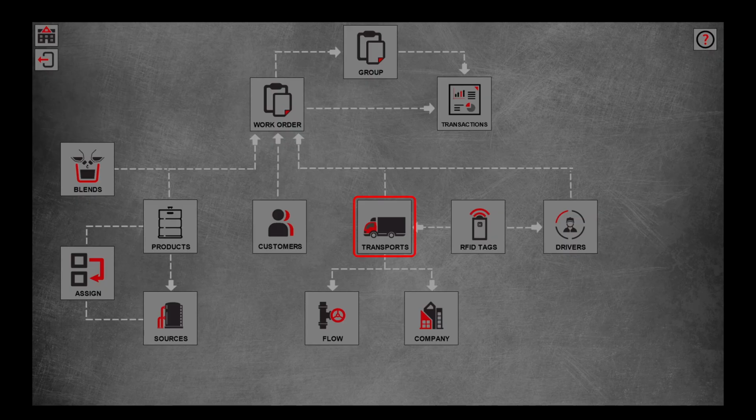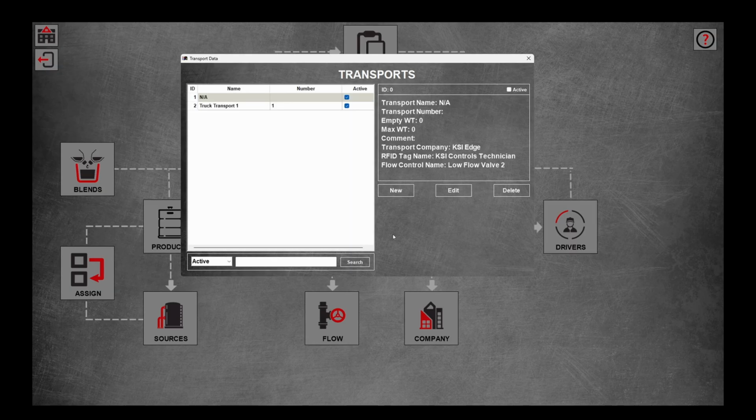The Transport tab allows the operator to create and maintain a log of all transport vehicles that enter and leave the facility. Each transport record includes key details such as the transport name, vehicle number, empty weight, and maximum weight capacity. The operator can also assign a transport company, link an RFID card, and define which flow control method the vehicle uses, either VFD speed control or a low flow valve.